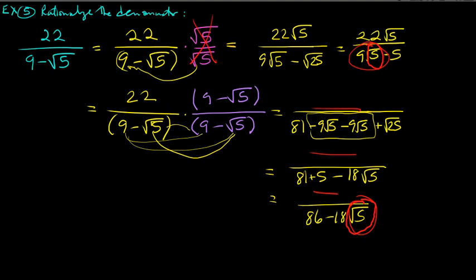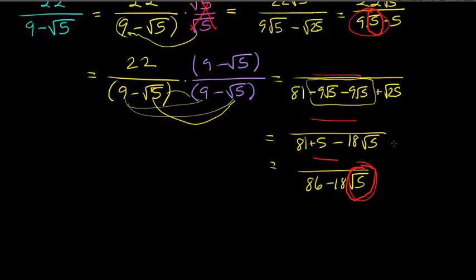Okay, so let's show you what does work. Let me scroll down. Oh, I'm running out of space. Okay, so let me just write this over here. So this was the original question, 22 divided by 9 minus the square root of 5. So what are we multiplying by? What's multiplying top and bottom by what here?